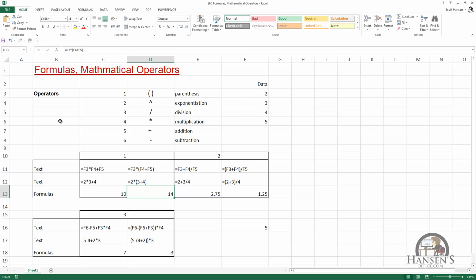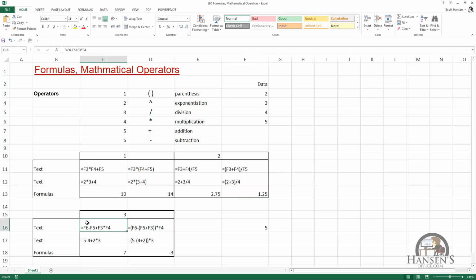In the second example, it's analogous to the first example, which is F3 plus F4 divided by F5. The division will happen before the addition, so we have 2 plus 3 divided by 4. 3 divided by 4 is 0.75, plus 2 is 2.75. If instead I surround the addition operation with parentheses, that'll happen first, so I'll have 2 plus 3, which is 5, divided by 4, which is 1.25.